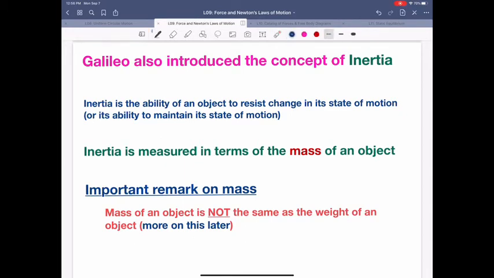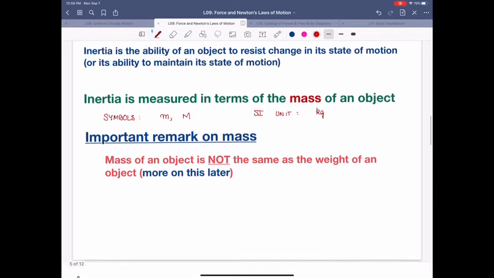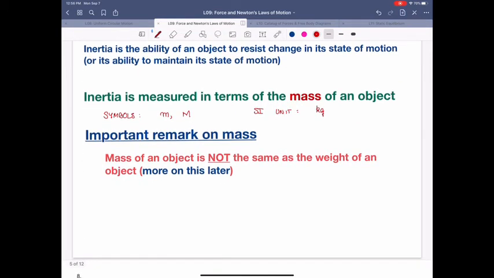Well, the symbol for mass, the mathematical quantity, we typically use lowercase m or uppercase M, and the preferred unit of mass is the kilogram. Now, I just want to make an important remark on the mass. Mass is not the same as the weight of the object.